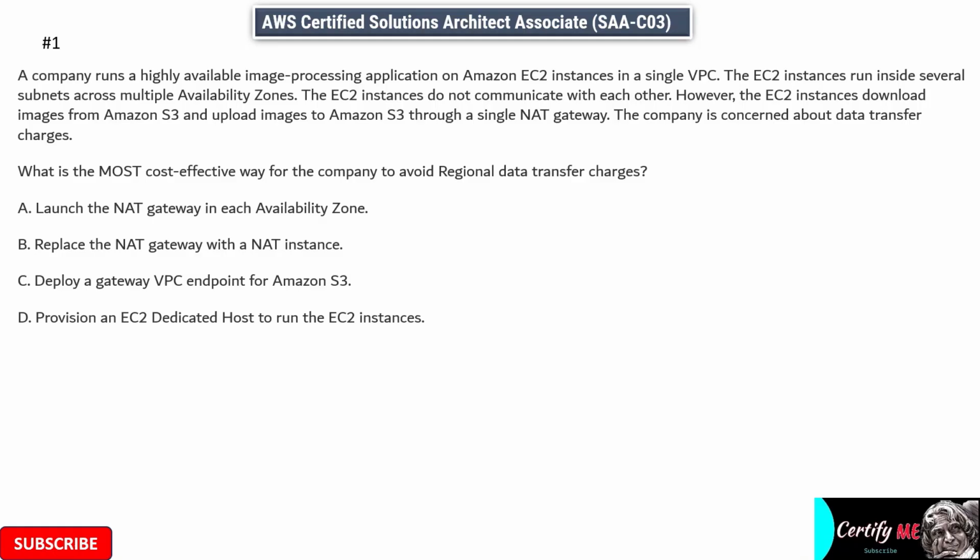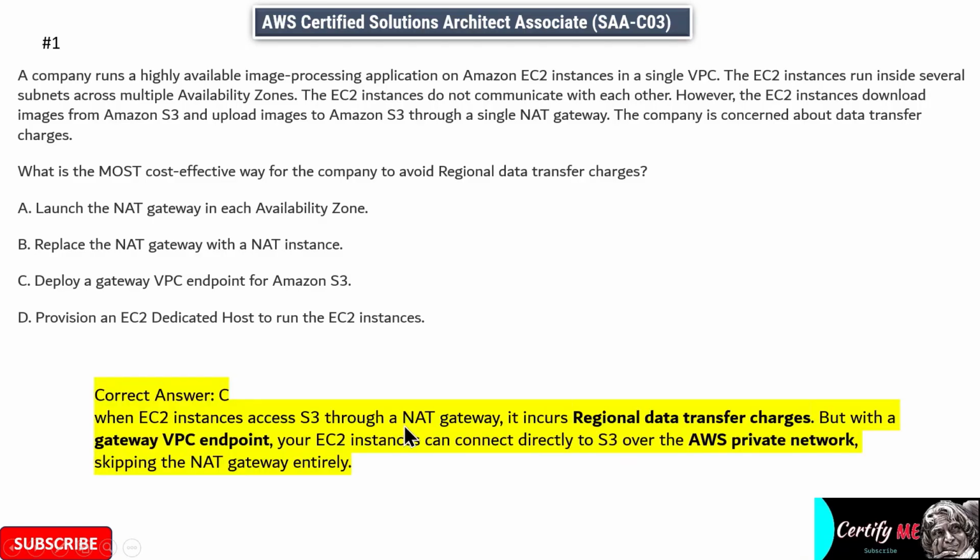So the correct answer is option C, deploy a gateway VPC endpoint for Amazon S3. When EC2 instances access S3 through a NAT gateway, it incurs regional data transfer charges, but with a gateway VPC endpoint, your EC2 instances can connect directly to S3 over the AWS private network, skipping the NAT gateway entirely.